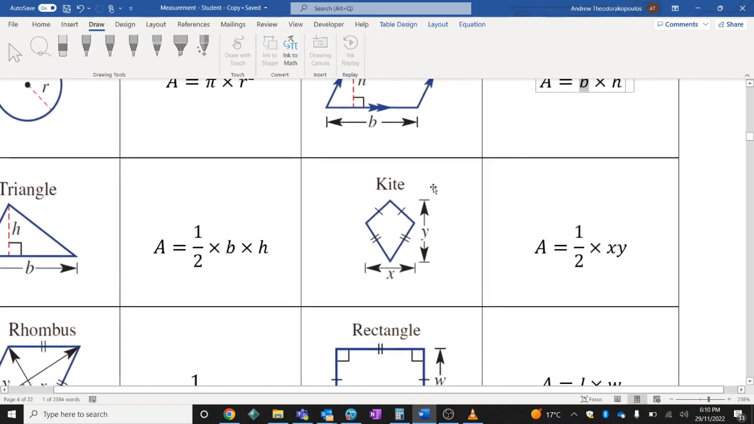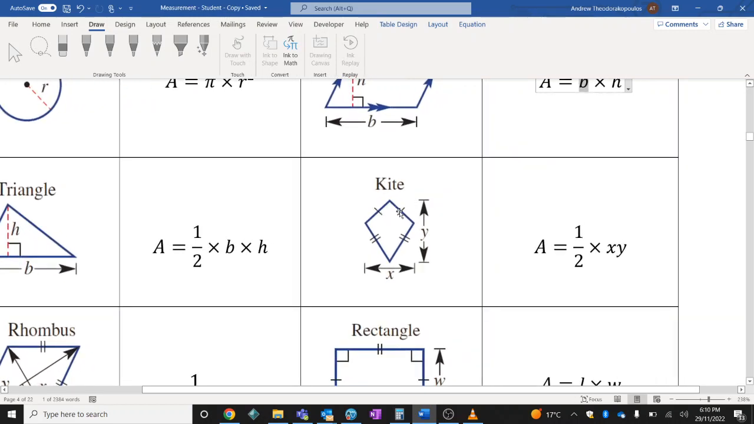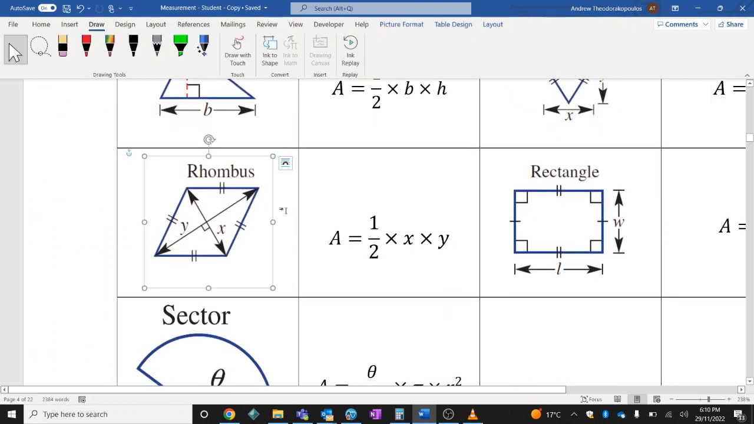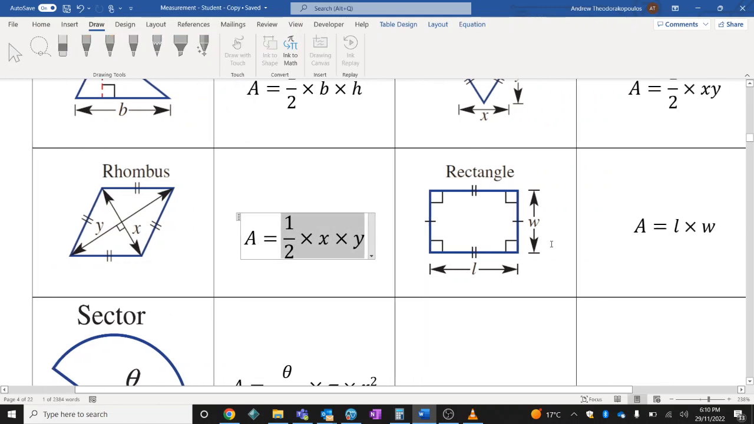Here is a kite, and a kite has two pairs of the same sides, so the top two are the same, the bottom two are the same. And the x is the width of the kite, and the y is the height of the kite. The formula is half of x times y. A rhombus is similar to a kite, except it has 4 of the same sides, okay? But not all of the angles are exactly the same. Half of x times y.